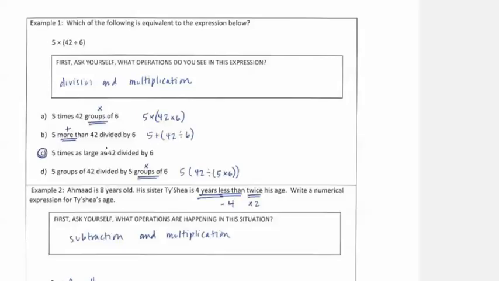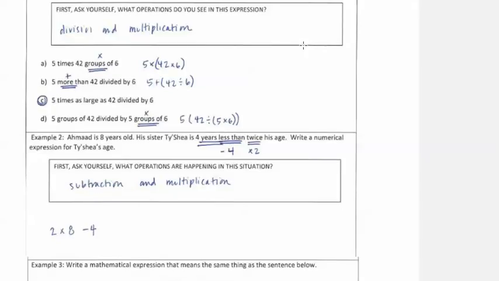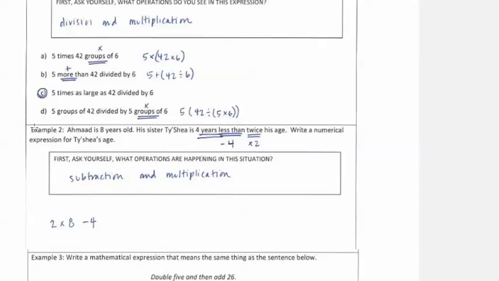5 times as large as 42 divided by 6. Yep, that is actually exactly what we have up here. Let's just check to be sure. Let's look at answer D. 5 groups of 42 divided by 5 groups of 6. That is not what we have up here. Okay. Let's look at this next one. That's so interesting too. You could have also had 5 groups of 42, 5 times 42, then divide by 5 times 6. This could actually be read 2 different ways.